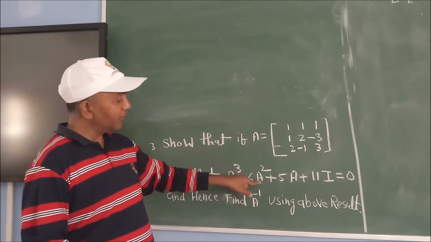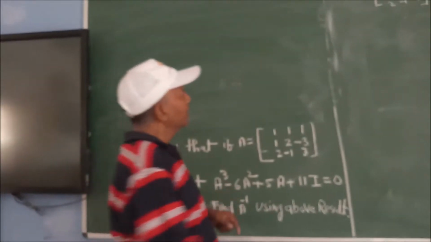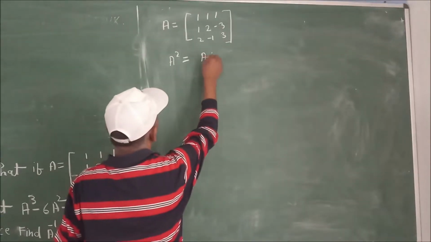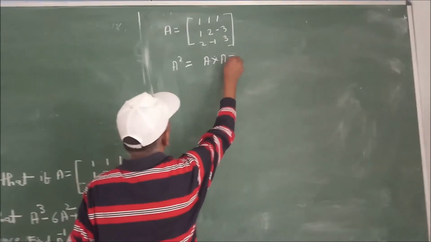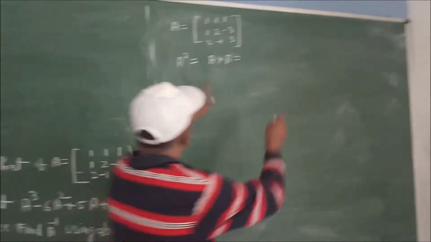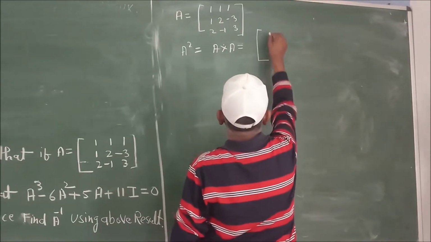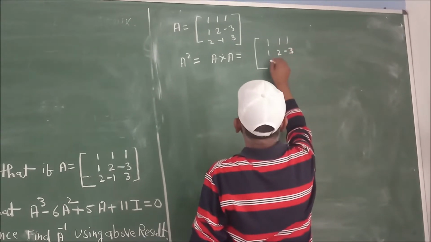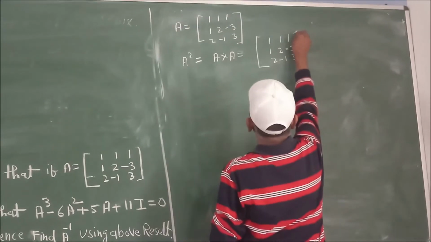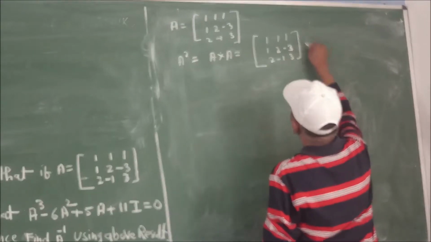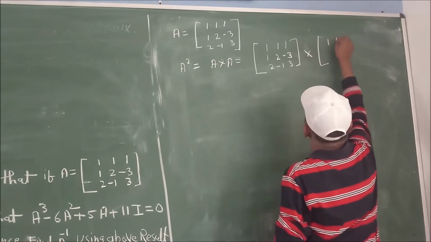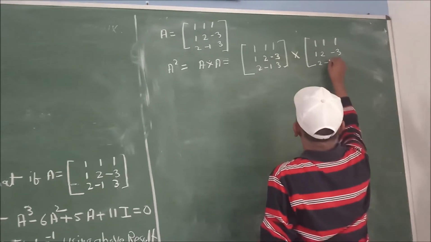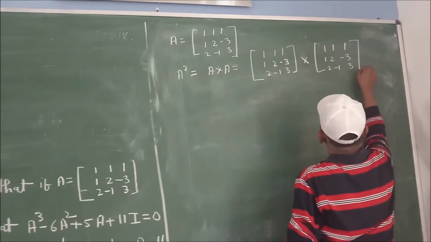So our first purpose is to calculate A square. Here A is given. So A square can be written as A into A. We can write A square is equal to A into A, and write the value of A. A will be [1, 1, 1; 1, 2, minus 3; 2, minus 1, 3] into A [1, 1, 1; 1, 2, minus 3; 2, minus 1, 3], like this.